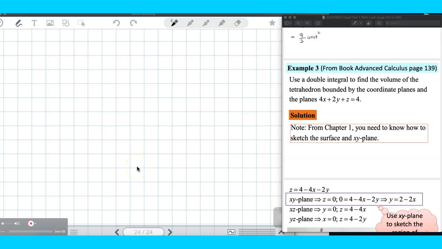Okay, so look at the next example. The next example uses a double integral to find the volume of the tetrahedron. Do you remember the tetrahedron? How can we sketch the tetrahedron? Now we are talking about Example 3.